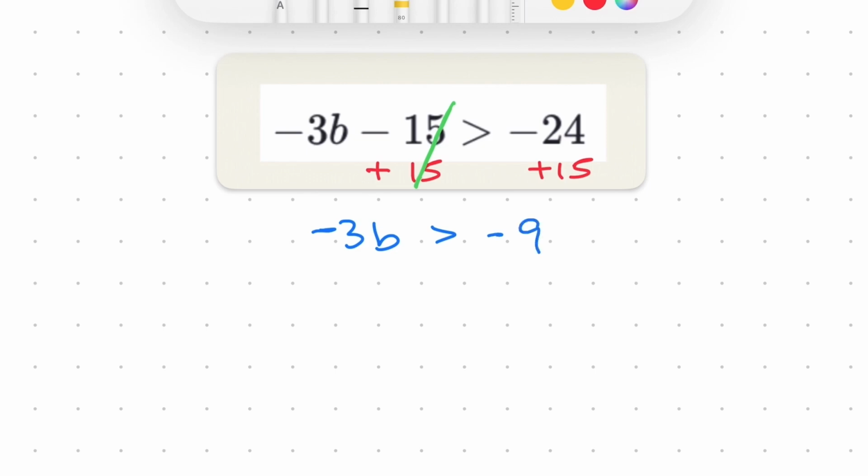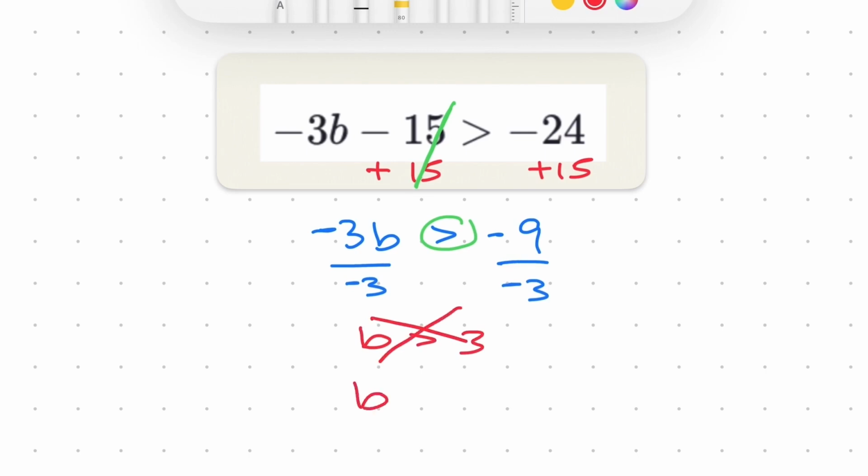Remember, once again, that our goal is to get b on its own. So I can divide both sides by negative 3. Since 3 is negative, we need to switch the inequality symbol. So you may be tempted to write something like b is greater than 3, but that would be wrong. Instead, your answer should be b is less than 3.